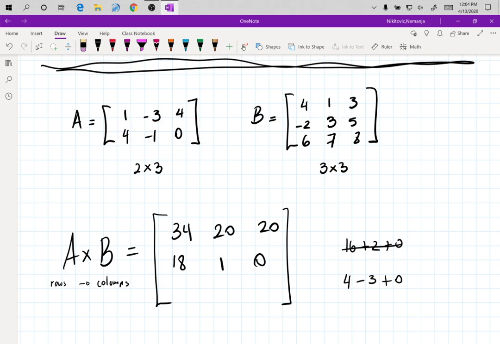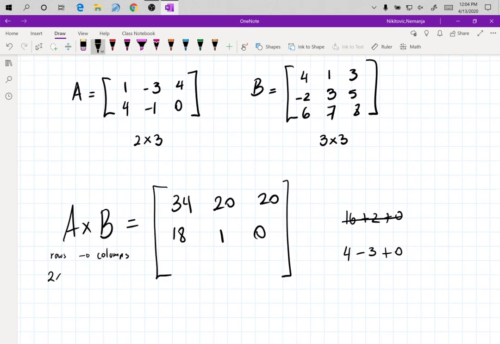And what is our answer? We started with 2 by 3, multiplied by 3 by 3. These are the ones that are inners, they're the same. So the answer has to be 2 by 3. There it is.